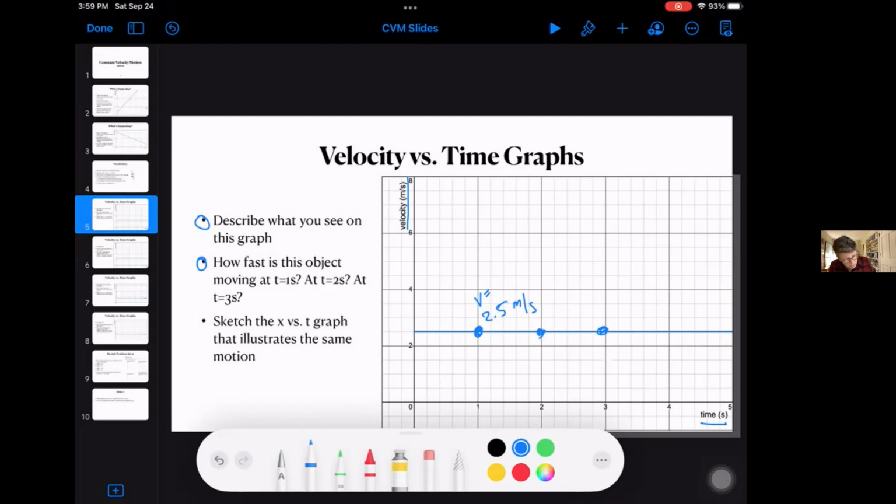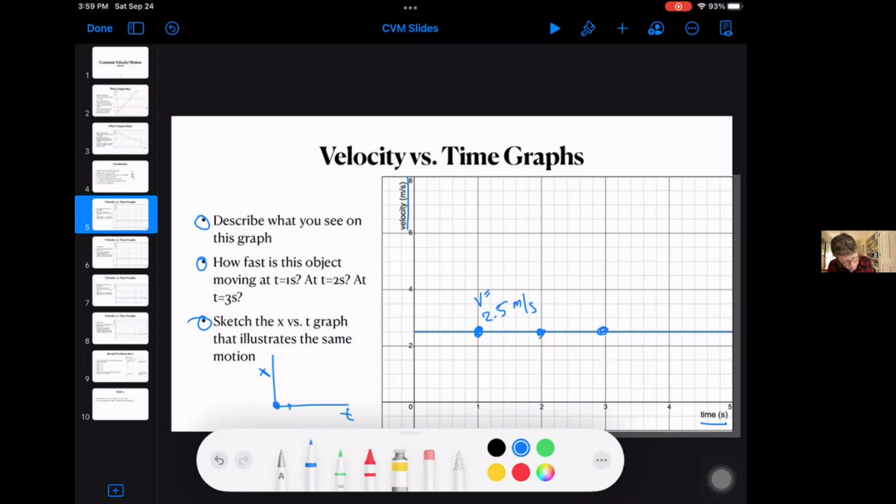But now this one is an interesting and new question for us. Can you translate this into a position versus time graph? You're going to be doing this in your notes, but I'll sketch the beginning of it. Position versus time. Let's have this object start at a 0 position. At time equals 1 second, how far has this object traveled from its starting location?